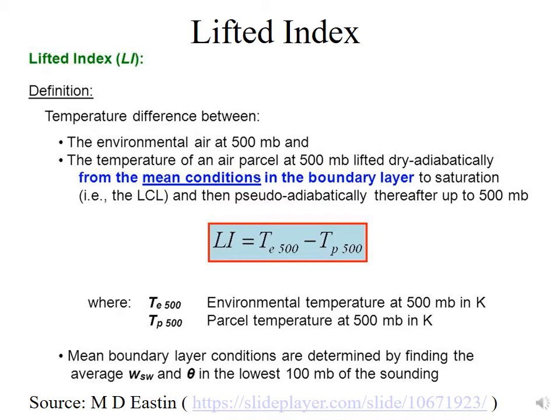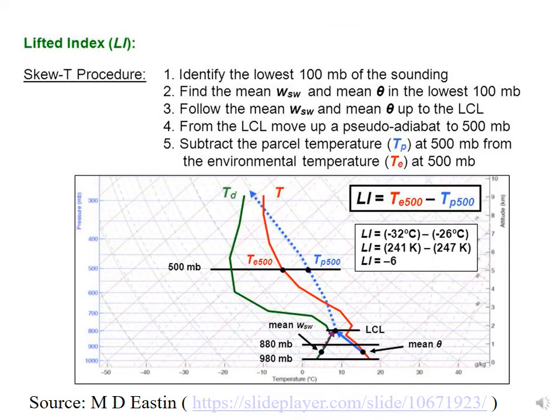So there are lots of different ways to determine the mean conditions of the boundary layer. A lot of people just use the surface values, but the surface values won't give you the most accurate value for the lifted index. So here we have the procedure for calculating the lifted index.